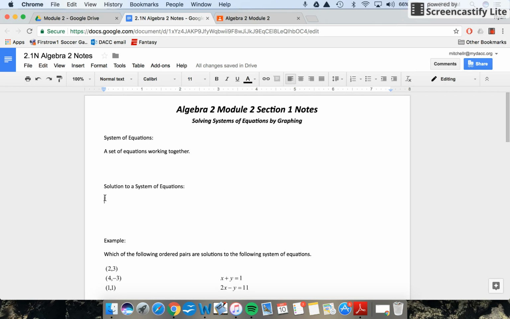A solution to a system of equations just means the values that satisfy the equations in the given system. So it's going to look like an ordered pair in this case. So I'll put in parentheses an ordered pair, or an x and a y.